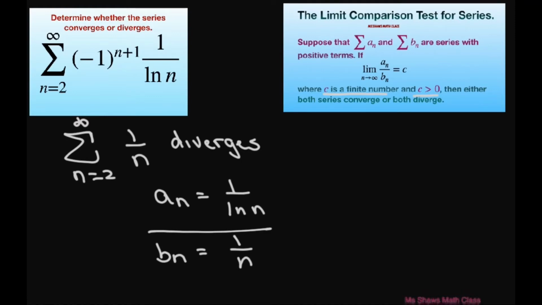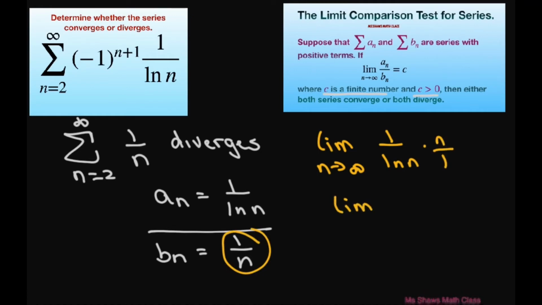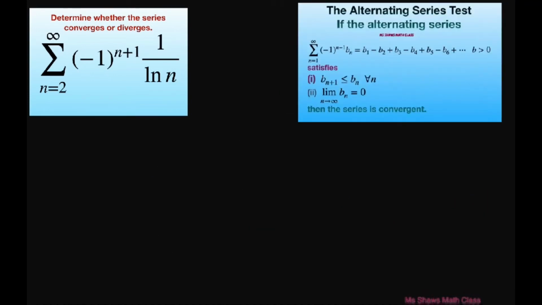And we take the limit as n approaches infinity of 1 divided by ln of n, and then just multiply by the reciprocal. Now when you do the limit as n approaches infinity of n divided by ln of n, this is just going to go off to infinity, which is not a finite number. So even though this diverges, it doesn't mean this diverges, but it also does mean that our series doesn't converge absolutely. All right, now let's use the alternating series test.